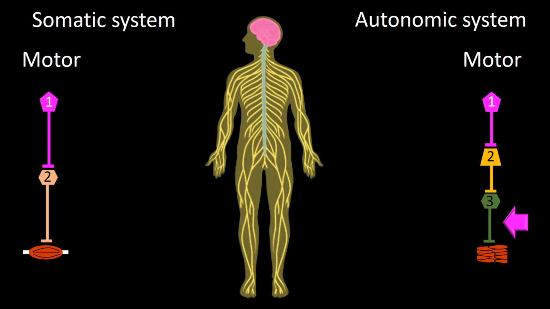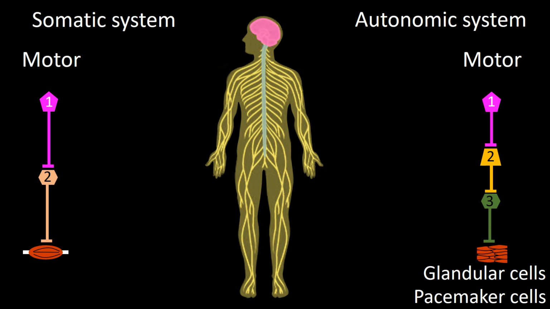I'd like to make one last general point about postganglionic axons. The point is that they innervate smooth and cardiac muscles, glandular cells, and pacemaker cells. Notice that I have not mentioned chromaffin cells despite having used them to define the motor arm of the autonomic system before. You will see why I have not mentioned them here in a few minutes.